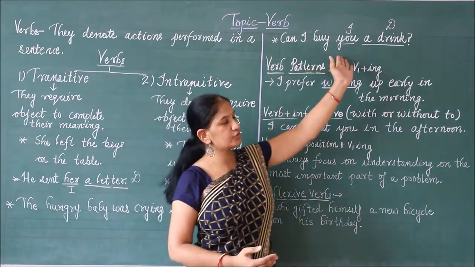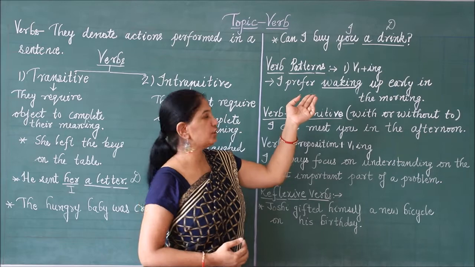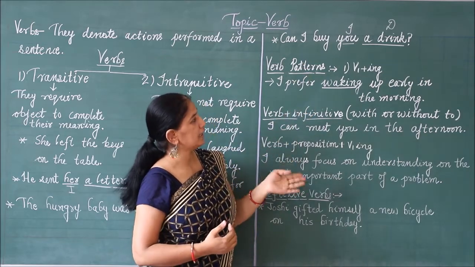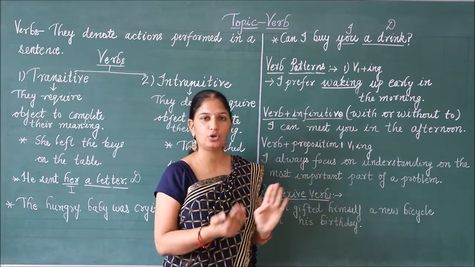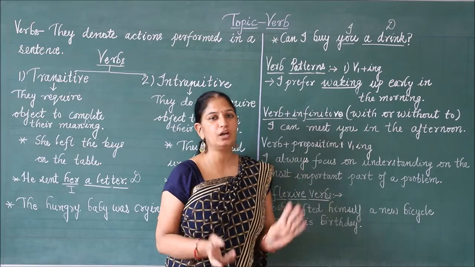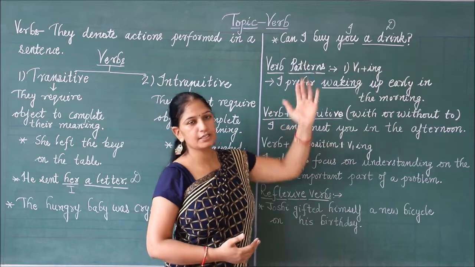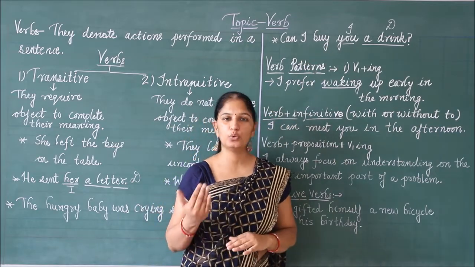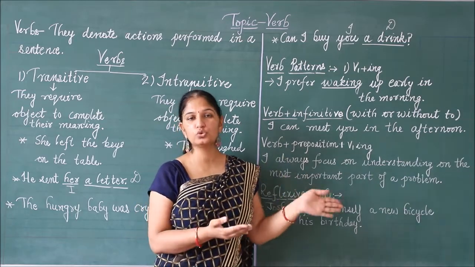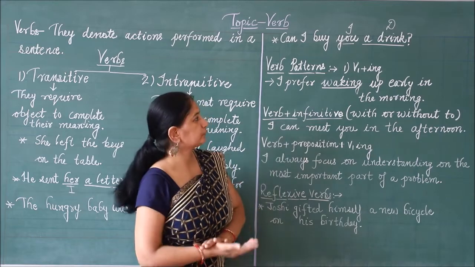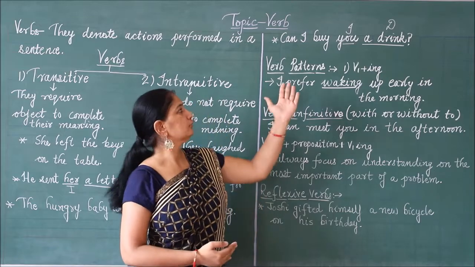We can also interchange the positions of direct and indirect object. If I change this sentence, can I buy a drink for you? But we have to put a preposition before the indirect object if we are changing the positions of the objects. This way we can change the positions as well, and we can find out direct object and indirect object very easily by asking the question from the verb of to whom, for whom or what, as we have done earlier also. So let us see some verb patterns.